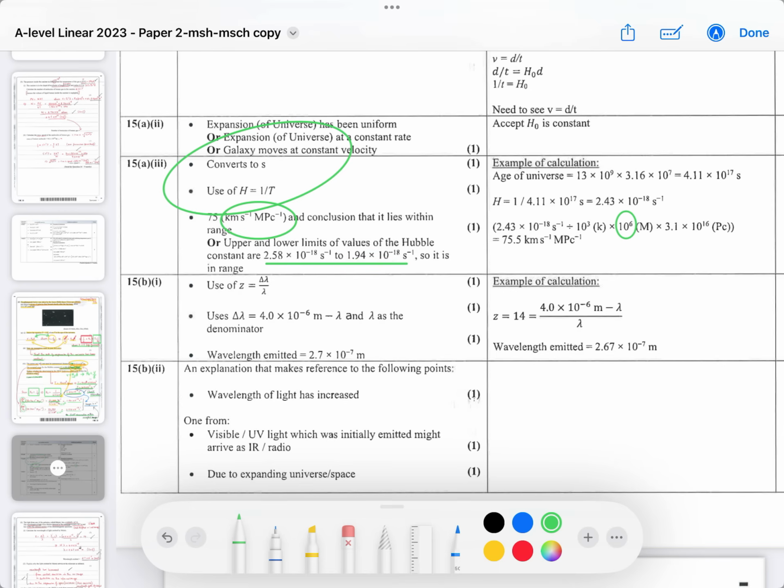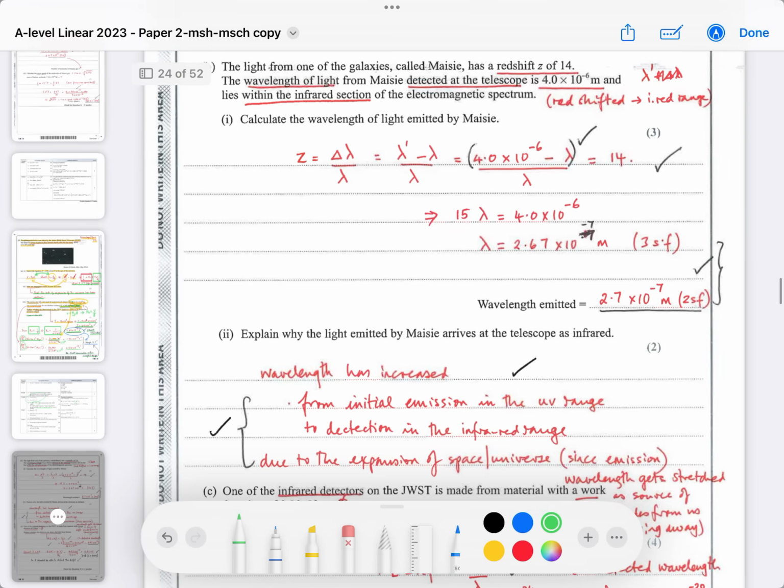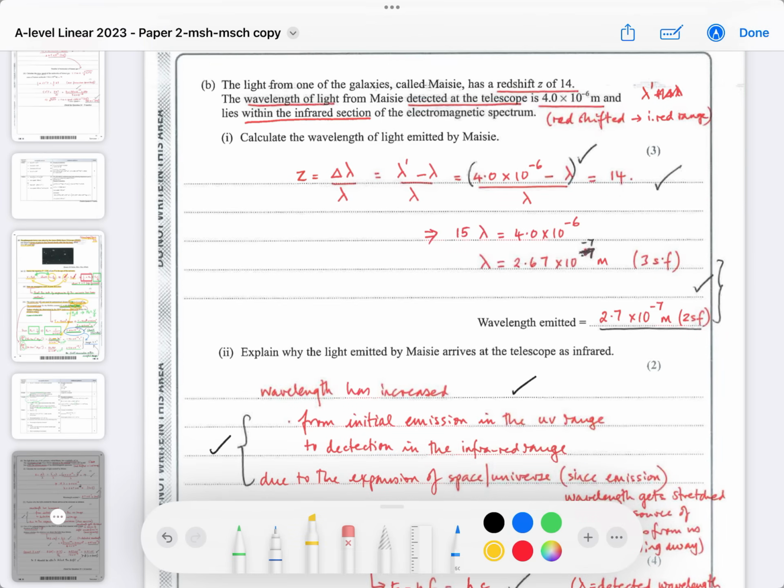All right, the next question is part B, and part B of this question is about the Doppler shift. The light from one of the galaxies, doesn't matter what it's called, had a redshift of 14. Now if it's plus, it will be redshift, and that's mainly for my student because this is what she's finding confusing. The wavelength of light detected at the telescope was this. So that's the wavelength detected.